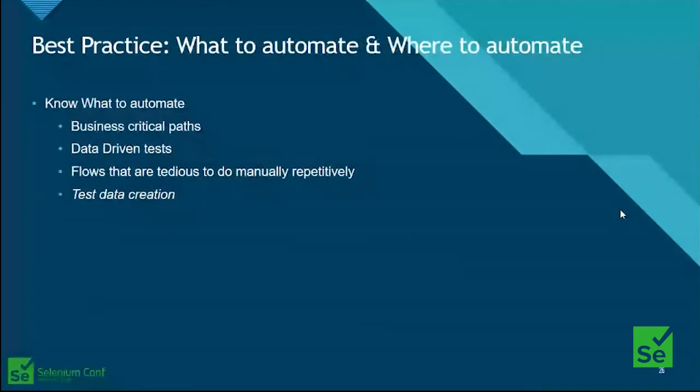Next, we are talking about knowing what to automate and where to automate. So let's see first what to automate. Generally speaking, the more repetitive the test, the higher is the probability that you can make it automate. So look at some business critical paths or tests requiring runs on different variety of data, or even flows that are tedious to do manually and that too repetitively. So you can automate those.